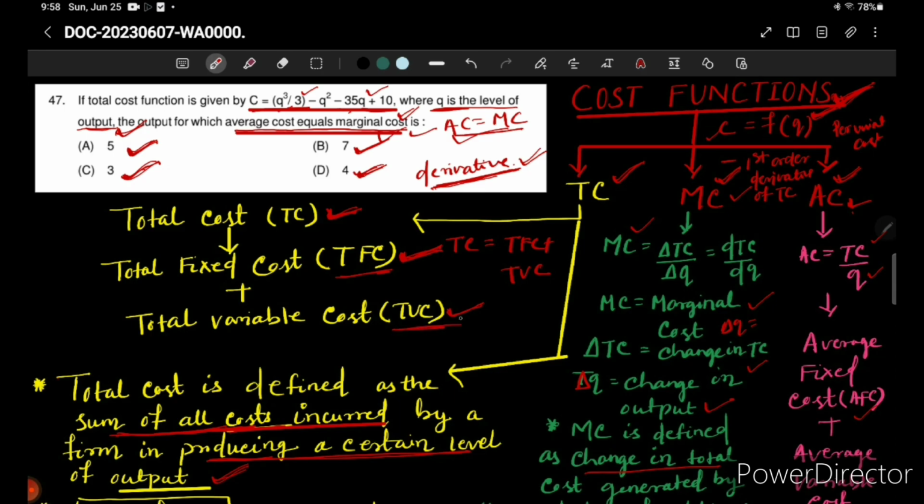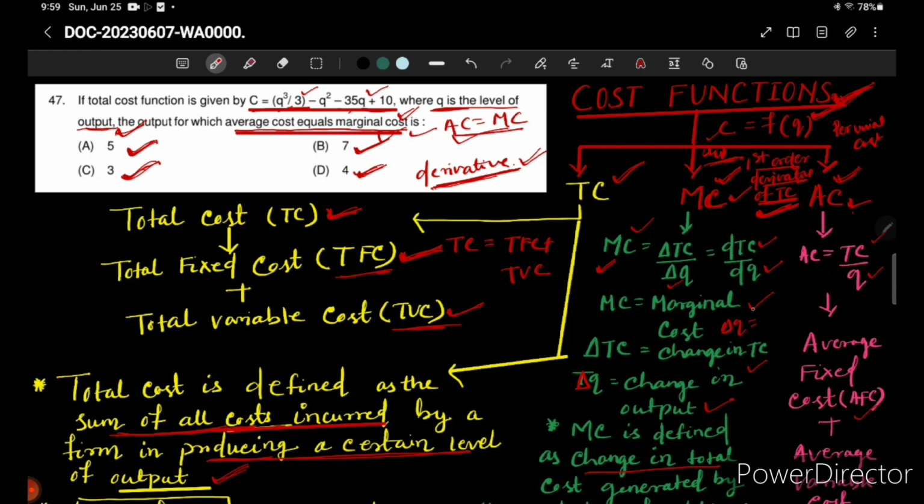The second type of cost is the marginal cost, and we all know that marginal means small change, and marginal function is always calculated by using the first order derivative. So marginal cost is the first order derivative of total cost. You can all write it down, this is a very important point: marginal cost is always the first order derivative of total cost. You can see here that I have already written that MC equals delta TC divided by delta Q, or you can write it as dTC divided by dQ.